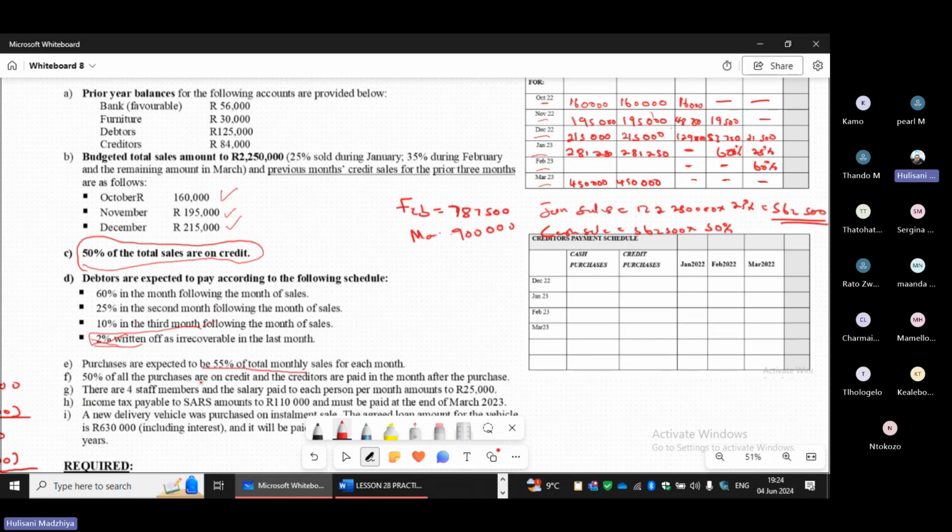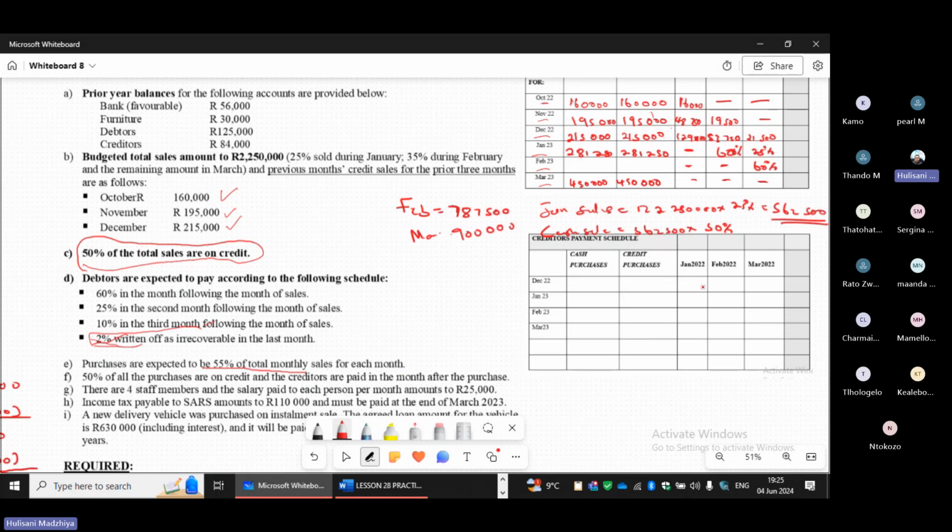All the time, look for information that is talking about purchases. What are the purchases? Here it says that purchases are expected to be 55% of total monthly sales for each month. And then 50% of all the purchases are on credit, and the creditors are paid in the month after the purchases. So since we're preparing for January, February, and March, the information says 50% of purchases are on credit and creditors are paid in the month after.